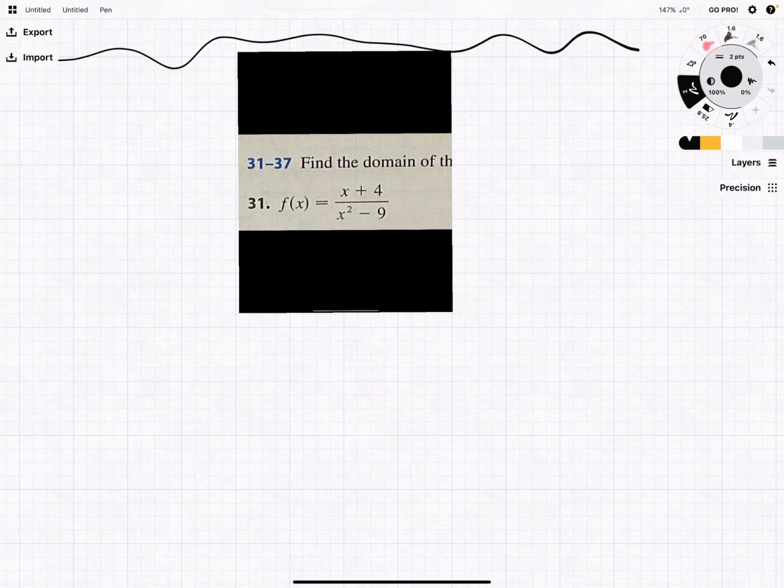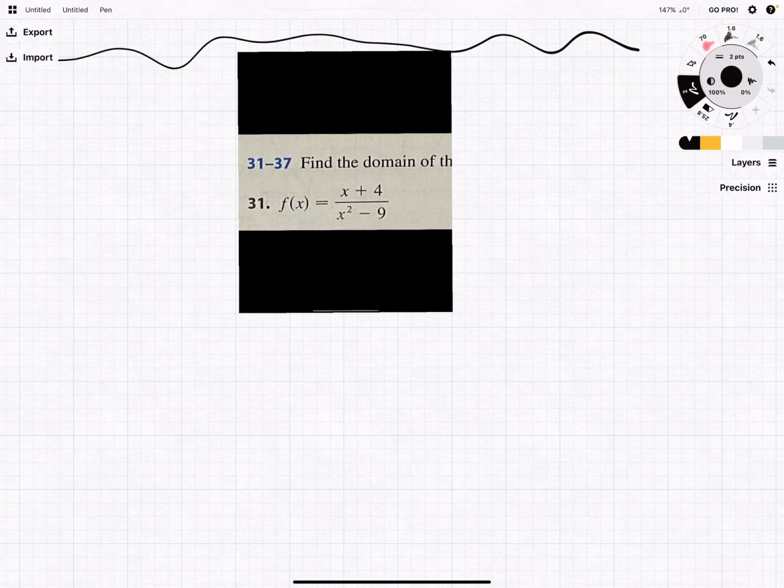This is Stewart Calculus 8th edition, Chapter 1, Section 1, Problem 31. It's a little bit cut off in the picture, but it does say find the domain of the function. In problem 31, we have f of x equals x plus 4 divided by x squared minus 9.